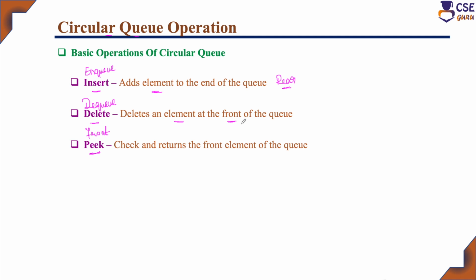Delete or dequeue operation, in the sense, will delete an element at the front of the queue. What is the front pointer position? In that position, what is the element? It will just delete the element and increment the front pointer by 1. That is the delete or dequeue operation. Front or peek operation, in the sense, asks: in the front pointer position, what is the element? It will just check and return the value. That is nothing but the front or peek operation. So these three are the basic operations of circular queue.